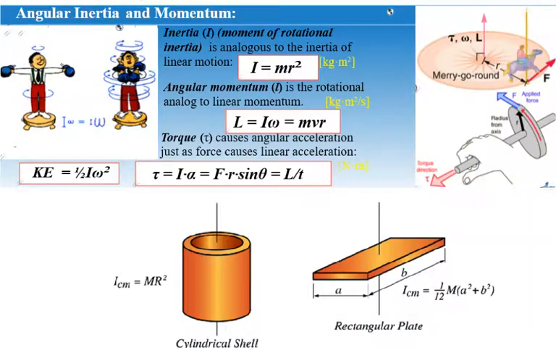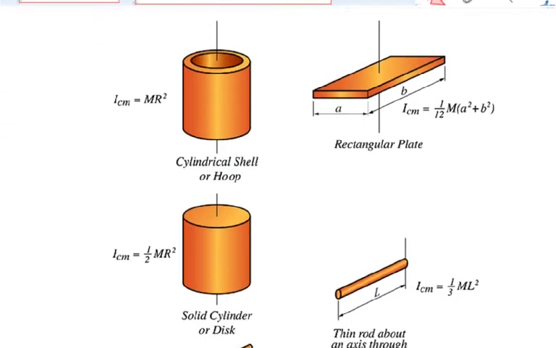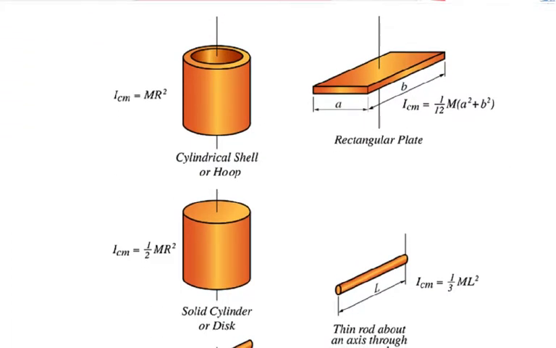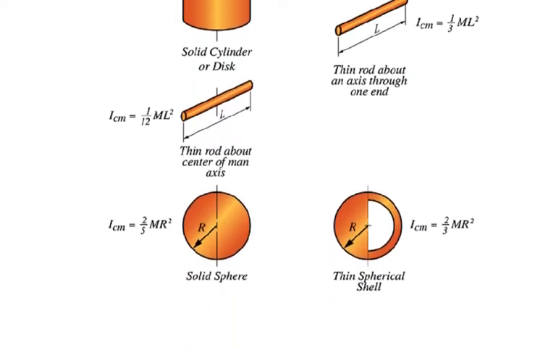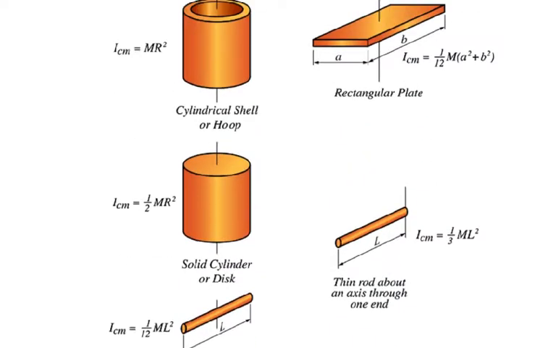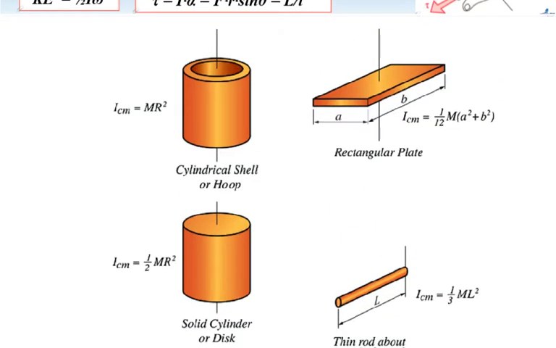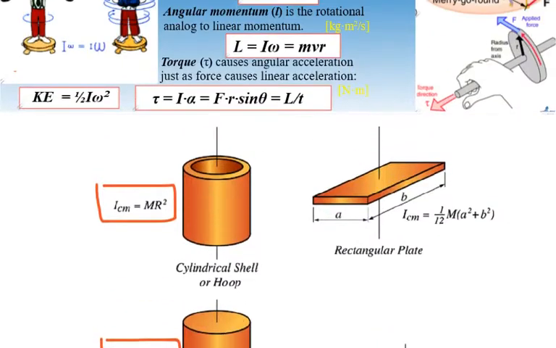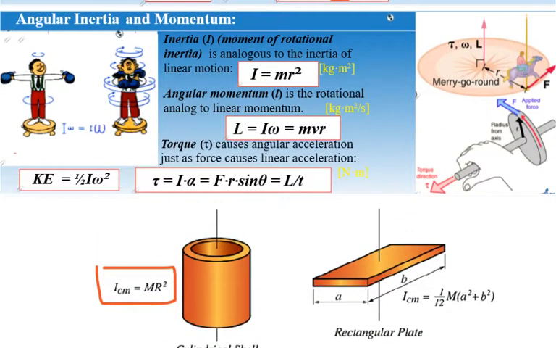So for inertia, you will have different formulas. Here I have for you the whole choices that you can choose from. Different objects will have different inertia. What you need to know is only these two: the inertia of the disc and the inertia of the cylinder. Let me explain why these two are different. Inertia has mass times radius squared.